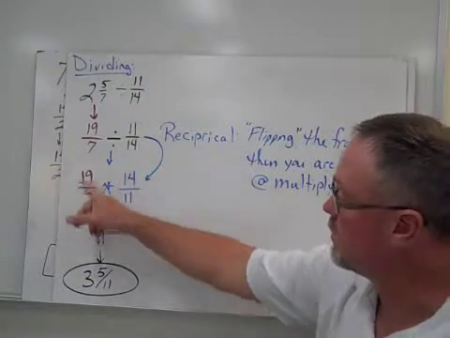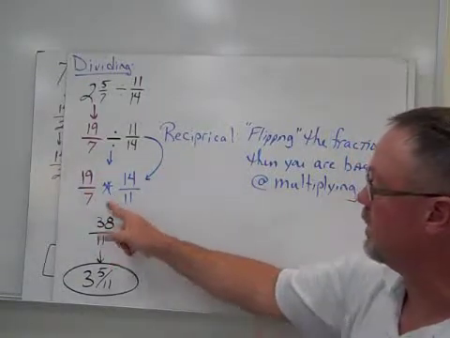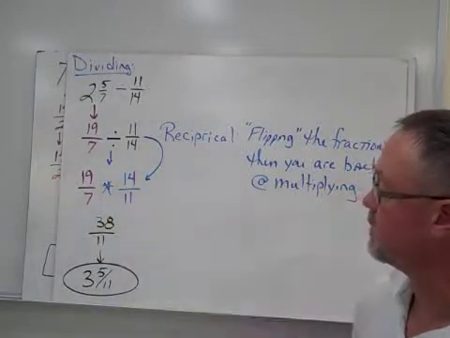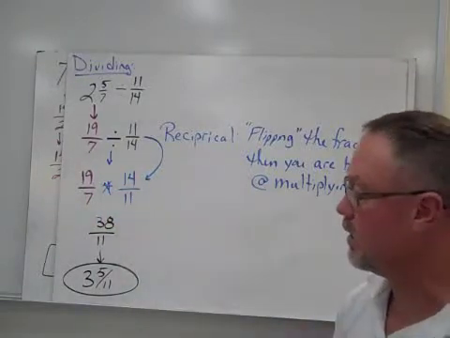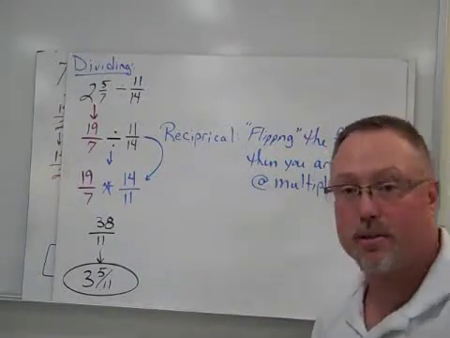So again, we're going to look to see if we can reduce, and if we can't, we're going to multiply numerator times numerator, denominator times denominator, and then we get 38 over 11, and we come up with 3 and 5/11ths.